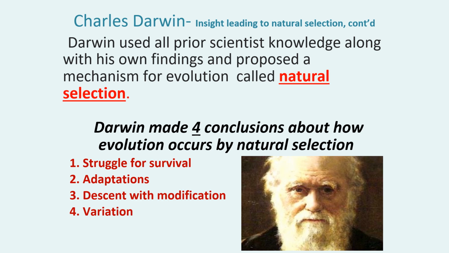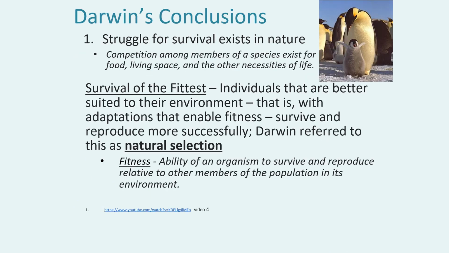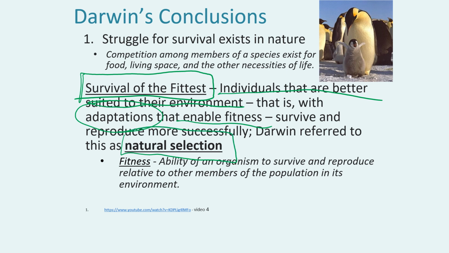So Darwin used all prior scientists' knowledge along with his own findings and proposed a mechanism for evolution called natural selection. Darwin made 4 conclusions about how evolution occurs by natural selection: struggle for survival, adaptations, descent with modification, and variation. So the first conclusion was there is a struggle for survival. Competition among members of a species exists for food, living space, and other necessities of life. So the idea of survival of the fittest plays here. Individuals that are better suited to their environment, again, adaptations that enable fitness, survive and reproduce more successfully. And this is where Charles Darwin termed natural selection. Now, this key word here, y'all, fitness: the ability of an organism to survive, number one, and number two, they must be able to pass on their inherited characteristics that make them so successful to the next generation.